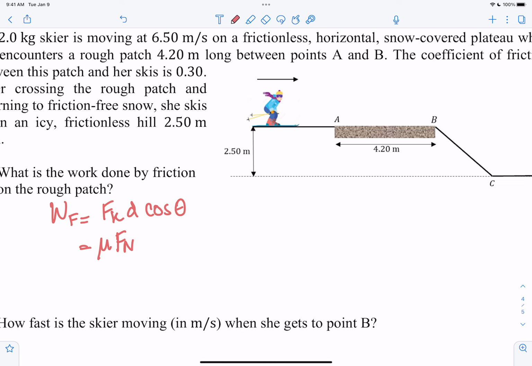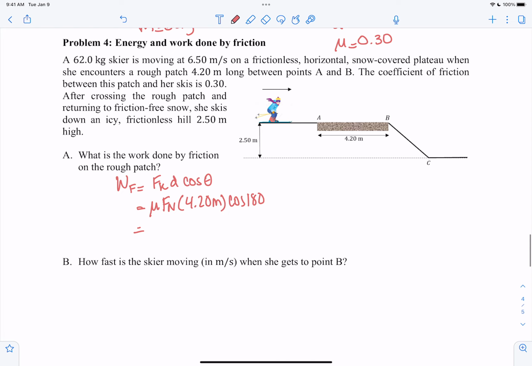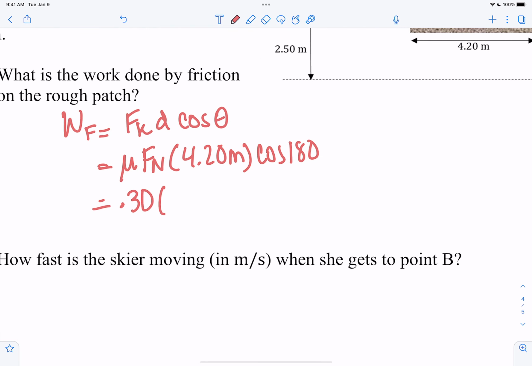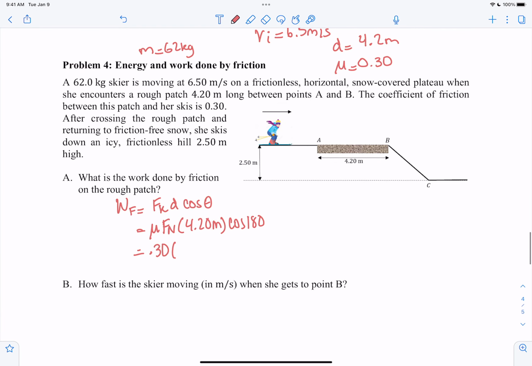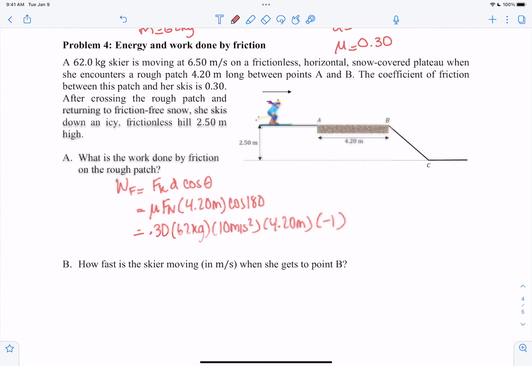So mu Fn times the distance, right? That was 4.2 meters times cosine 180, right? So they gave us the mu was 0.3, and then the normal force should just be mass times gravity. So mass was 62 kilograms times gravity, 10 meters per second squared, times the distance for that rough patch, and then this is -1 for cosine 180, right? So let me calculate this out real quick. 0.3.